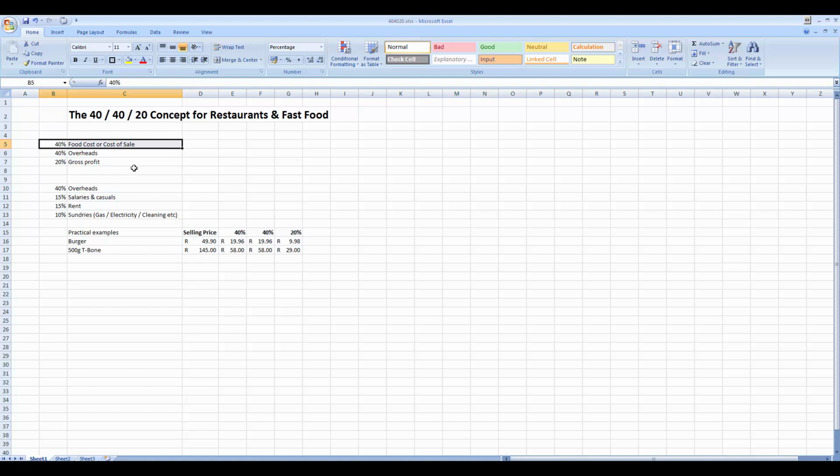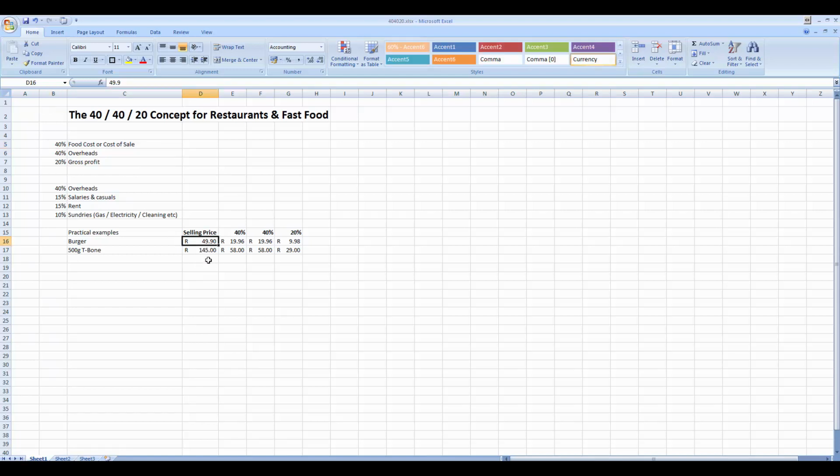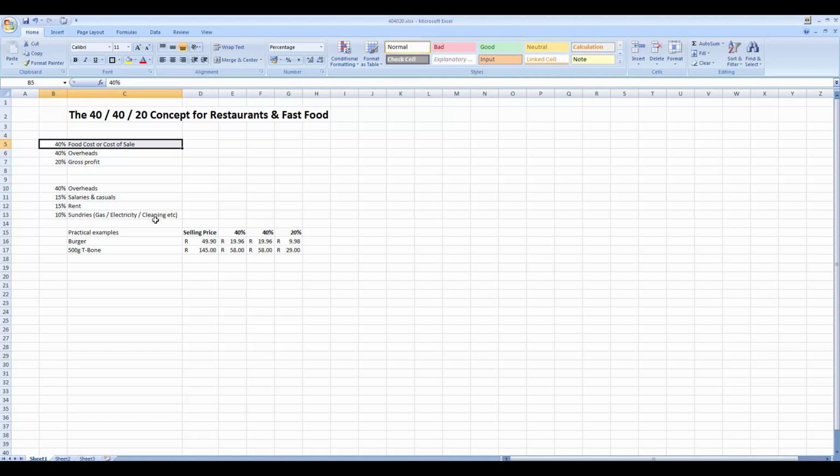We are saying 40% of that selling price that you'll be charging, which in this case will be 49 Rand 90 as an example in South African terms. In other parts of the world, obviously the value will be different, but the price concept will be the same.